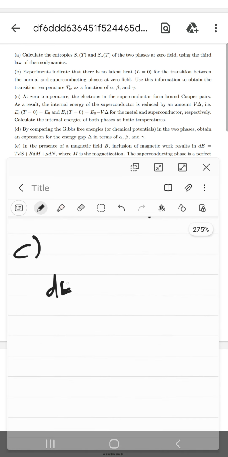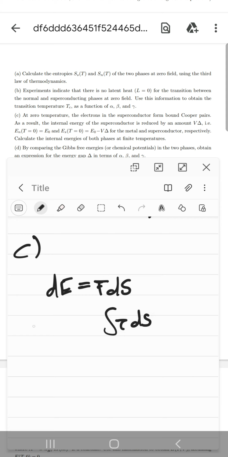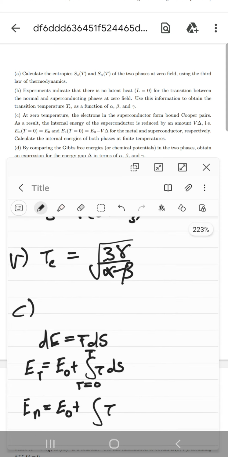So you can just have dE is equal to TdS minus VdV, right? Yeah. So since the volume does not change, you just have this equation essentially. So integrating that is like integrating TdS. So the energy at some temperature T is just the energy at 0 temperature plus this integration from T equal to 0 to some temperature T. So let's just do it for the normal case. So just have E sub n is E naught plus integration T. Well, what's dS now? Because this is your entropy, right?